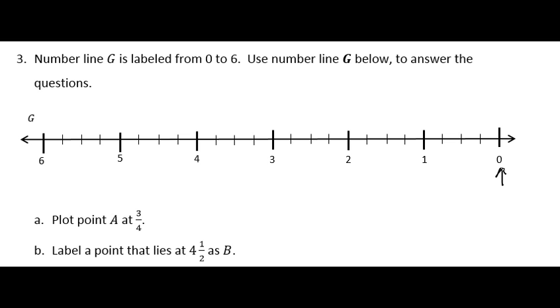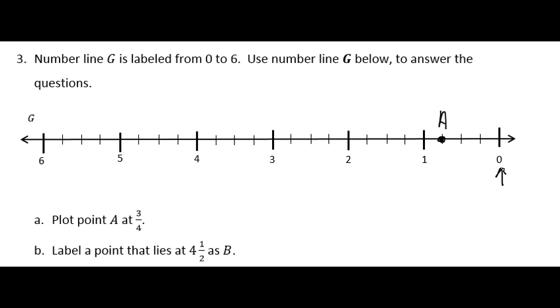Here I have number line G, and you'll notice that on this number line the origin is on the right hand side, so if we read it from left to right, the numbers are going down, and we need to plot the points. Question A says plot point A at 3/4. Well, each section has been divided into fourths, so I'm going to start at my origin, the 0, and move over 3 sections, or 3/4, and I'll put my A there.